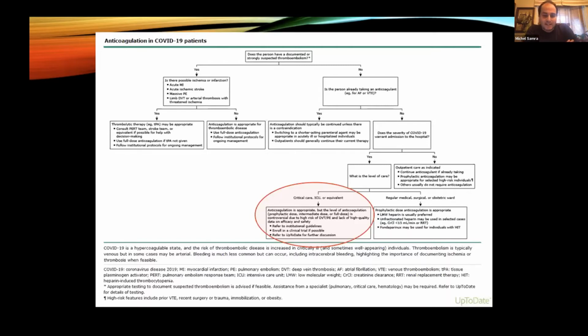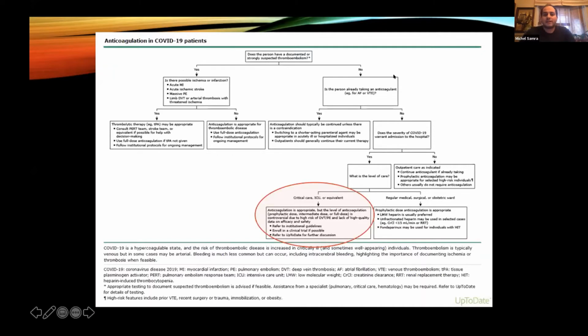I went on UpToDate, and this is the algorithm that currently exists on UpToDate for deciding on anticoagulation in COVID patients. The majority of it, I know it's very small, is very intuitive. You first ask, does the patient actually have a venous thromboembolism? In which case, obviously you're going to put them on some kind of anticoagulation. Within that, you decide whether the patient is stable or unstable, and that's how you decide about lytics versus regular anticoagulation.